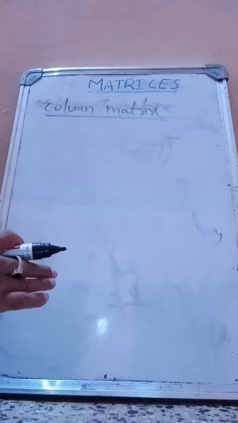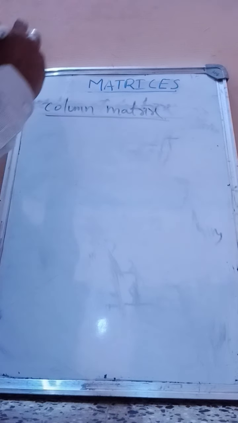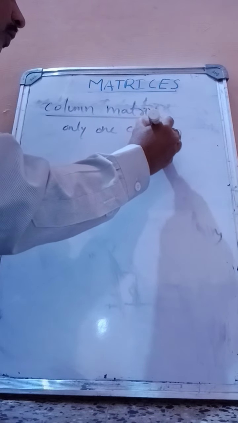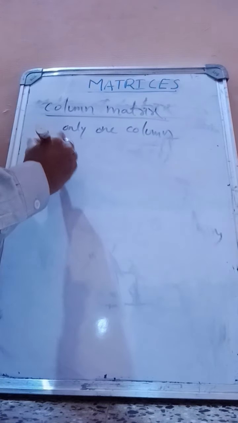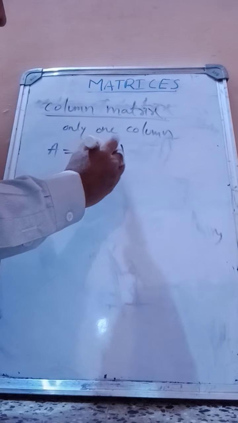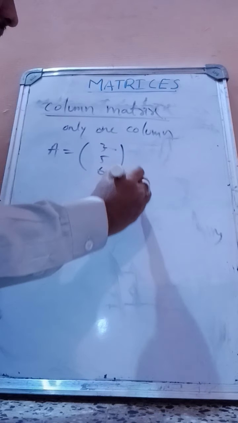A matrix is said to be a column matrix if it has only one column. Only one column. Let us take one example. Say, A is equal to 3, 5, 6. See, here only one column is there. But how many rows does it contain? It contains 3 rows. 3 rows and 1 column.